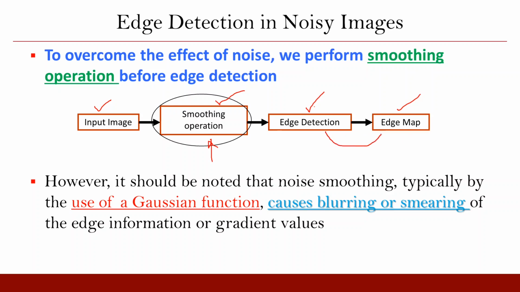The difference between edge detection and edge map is that here you don't have any thresholding, but the final stage is obtained by thresholding whatever image you have at this stage. One of the popular filters used for smoothing is the Gaussian function. Other filters like the mean filter and median filter can also be used for smoothing, but in most cases you will find that the Gaussian filter is used.